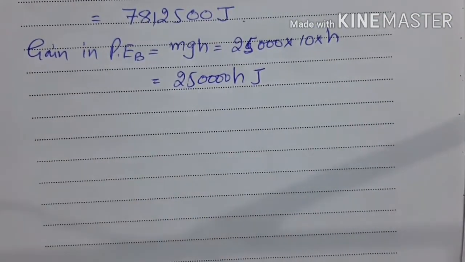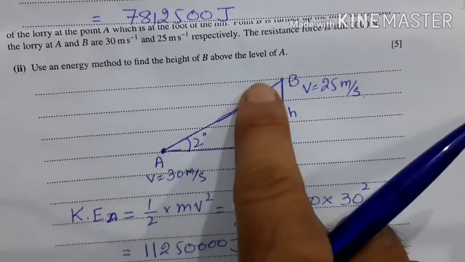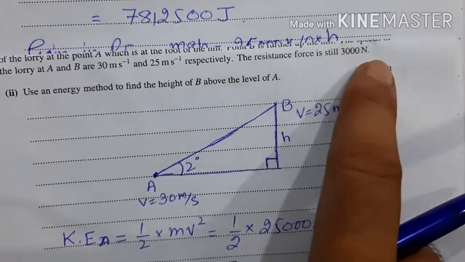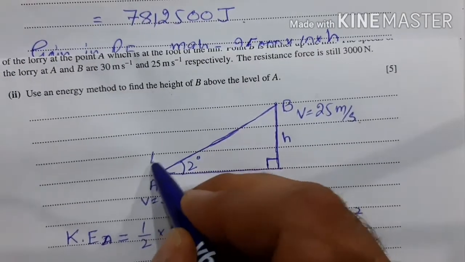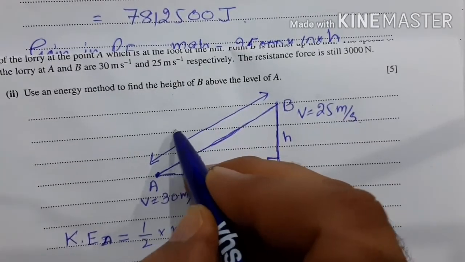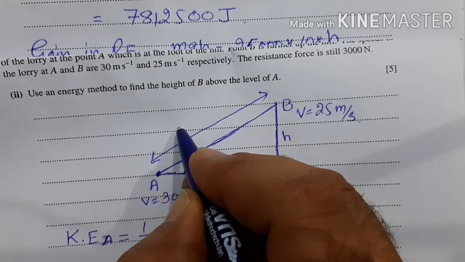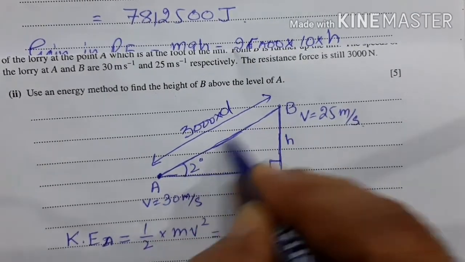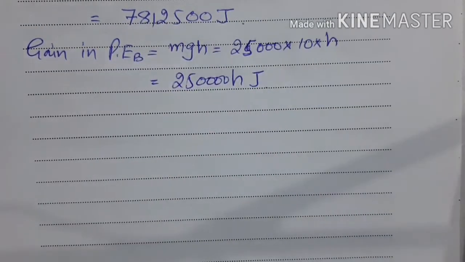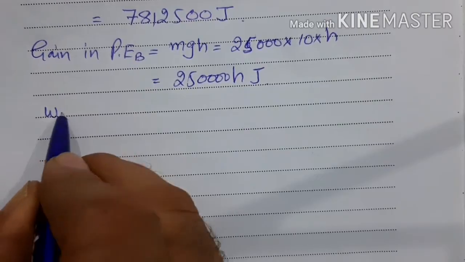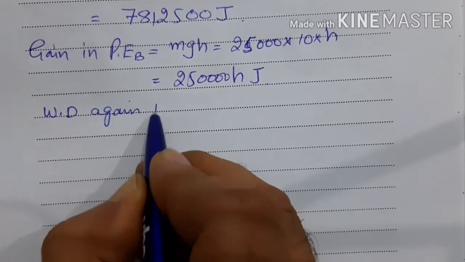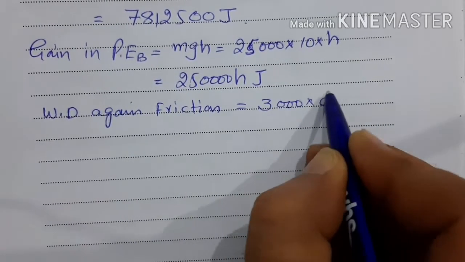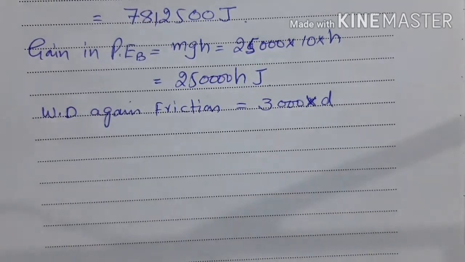Now, the lorry also does some work against resistance, because there is still a 3000 newton resistive force, so the work done against friction will be force into distance. This means 3000 into D. There is another thing, work done against friction, that is 3000 into D. This D is the distance from A to B.